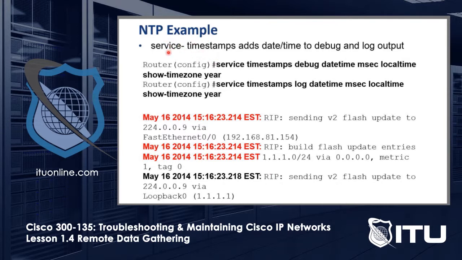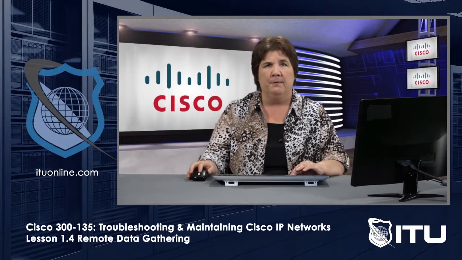With NTP, the service timestamps would add a date and time to the debug and the log output. So we could say service timestamps debug datetime msec localtime show-timezone year. And with this, we can then see that in front of all of our output, we have a timestamp: May 16th, 2014, at 15:16:23 to the millisecond, Eastern Standard Time. And so this is extremely useful when we're comparing debug output between devices, or even just asking, when did this exactly happen again? This is why we want to synchronize.